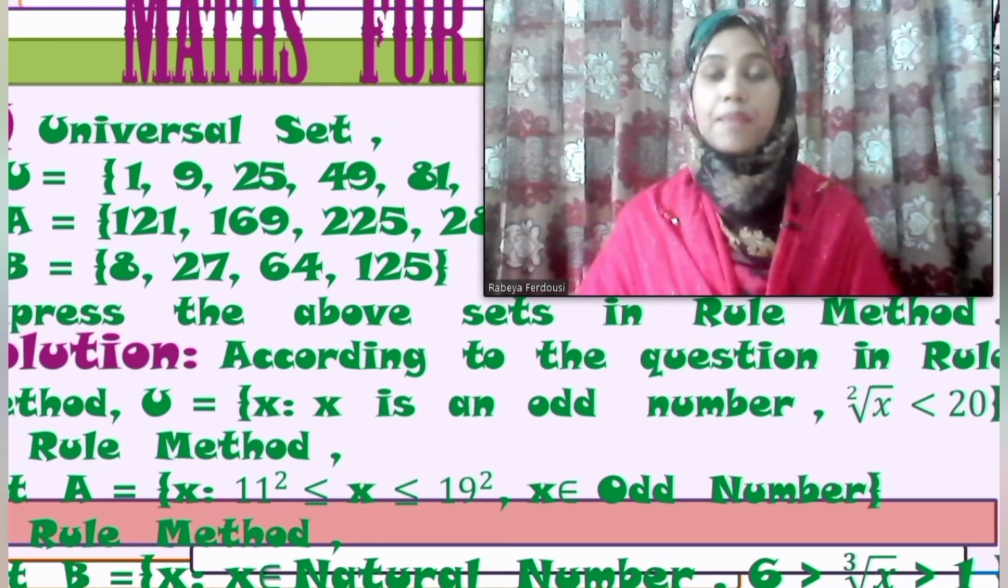Therefore, all the elements of set B are the cube values of numbers 2 to 5. As we know, 2 cube equals 8, 3 cube equals 27, 4 cube equals 64, 5 cube equals 125, which are present in set B. But the cube value of 1, that is 1, or the cube value of 6, that is 216, are not present in set B. So in rule method, we can express set B as x such that x belongs to natural numbers and root cube of x is greater than 1, less than 6.